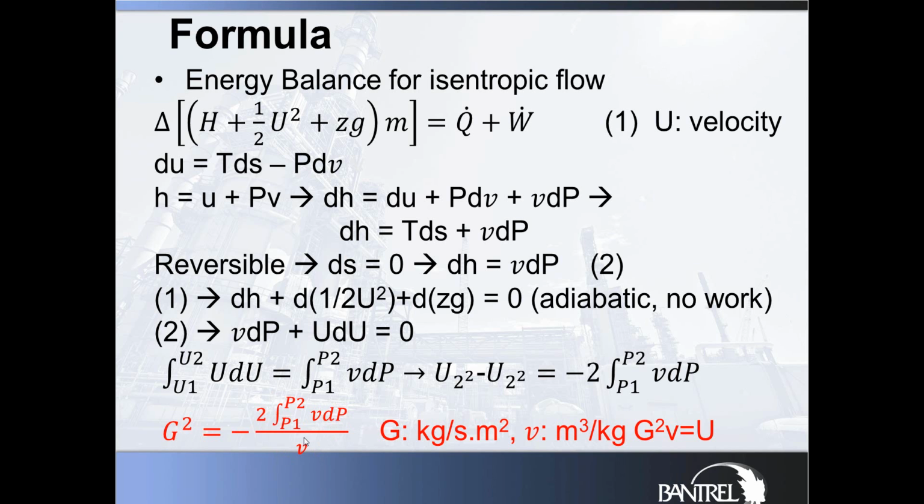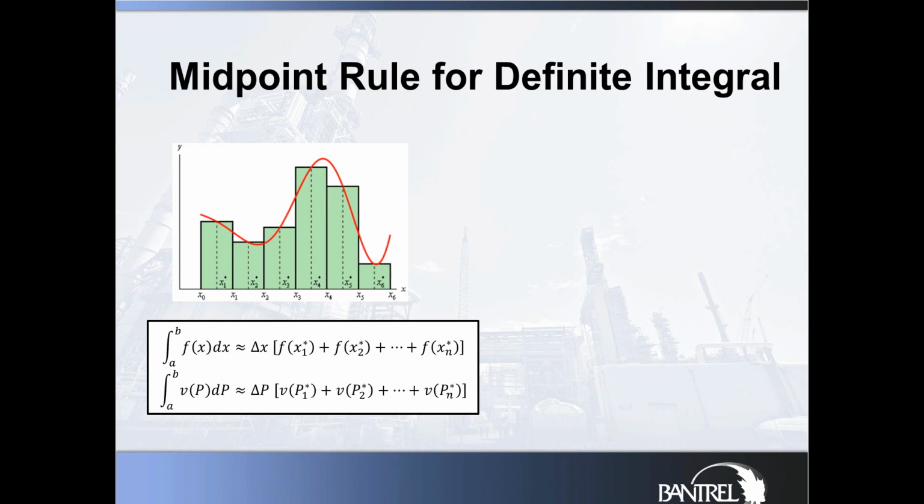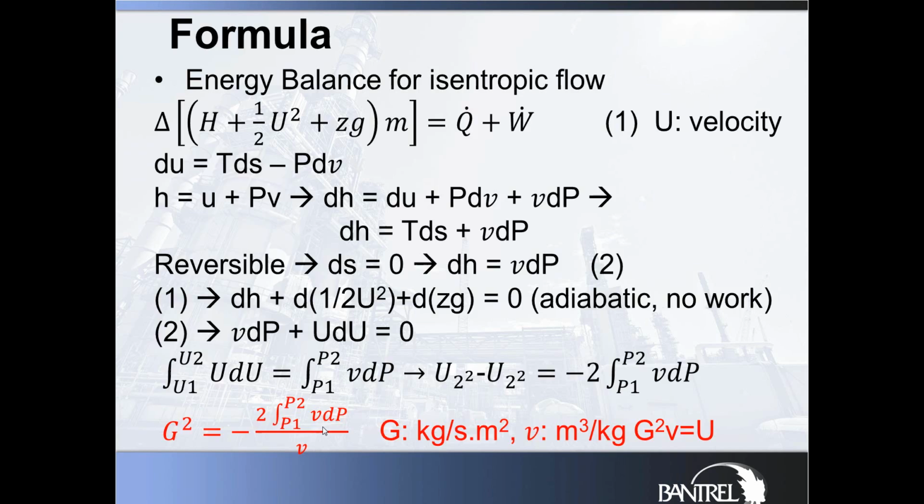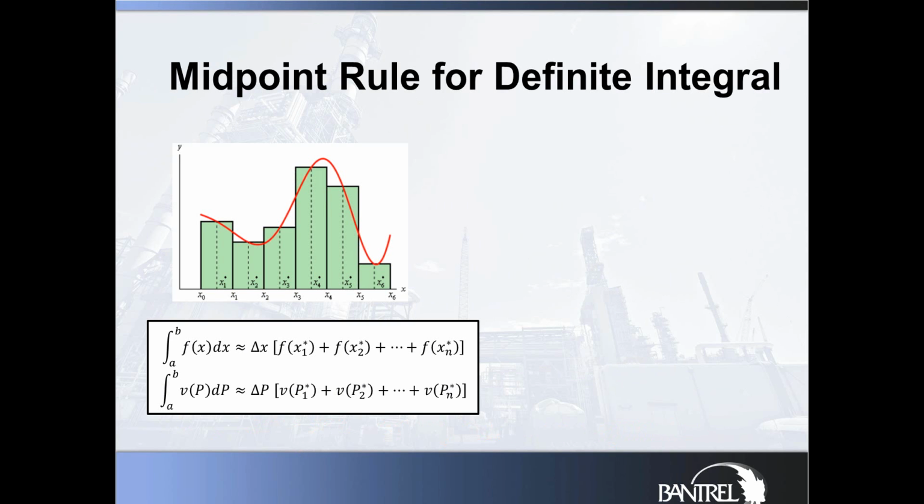This is the formula that we can use in the homogeneous equilibrium method to calculate flux. In order to get the integral, we use a numerical method. The integral can be readily evaluated numerically by direct summation over small pressure intervals. This is the midpoint integration rule. The integral of v(P) times dP equals delta P times v(P1*) plus v(P2*), etc. v(P1*) is the specific volume at the average pressure between P0 and P1.